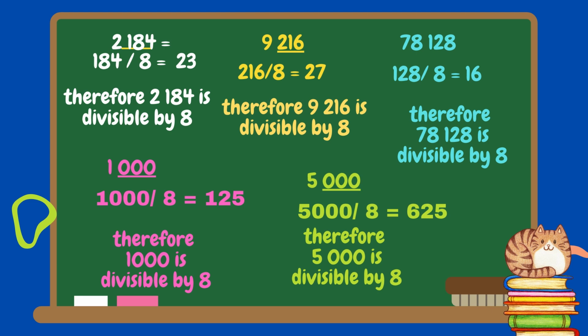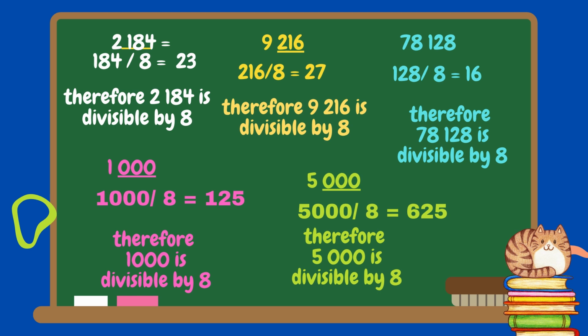Another example, 2,184. The last 3 digits is 184. 184 hatiin sa 8 is 23. Therefore, 2,184 is divisible by 8. Next, 9,216. 216 is the last 3 digits. 216 hatiin sa 8 is 27. Therefore, 9,216 is divisible by 8. Next, 78,128. The last 3 digits is 128. 128 divided by 8 is equal to 16. Therefore, 78,128 is divisible by 8.